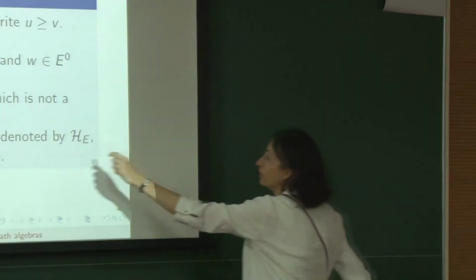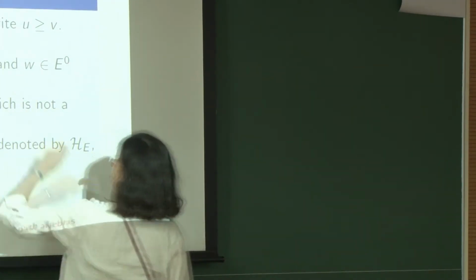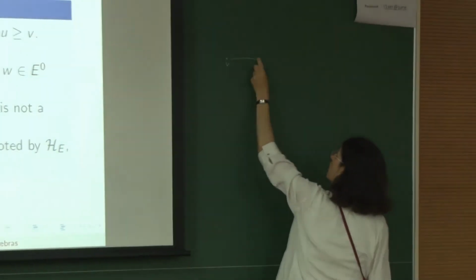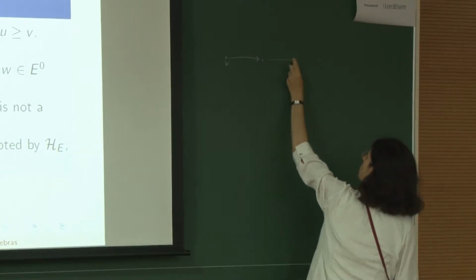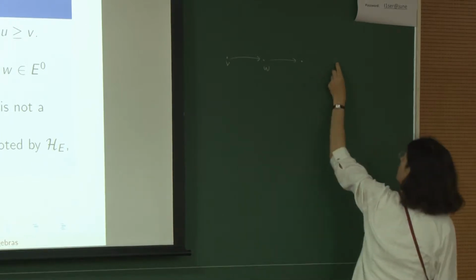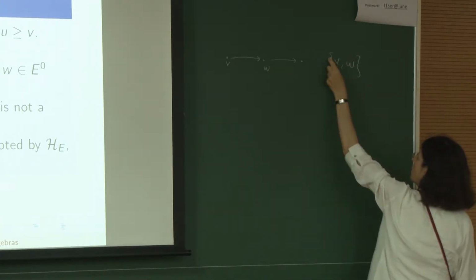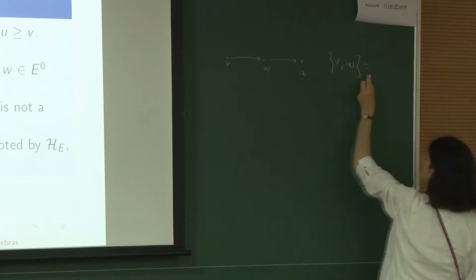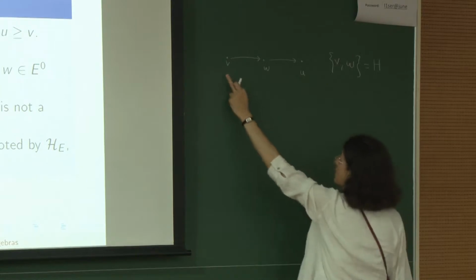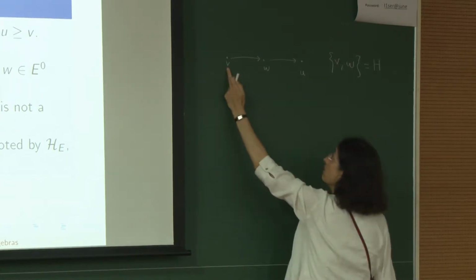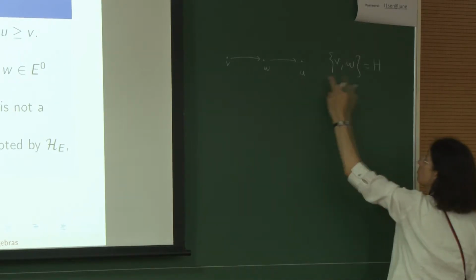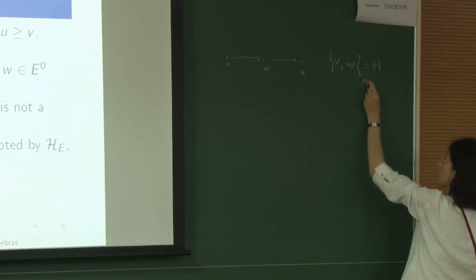So if you have a vertex in H, and if B goes to W, then you want to make sure these are all in the set. Take this set. Now, this is not a hereditary set. The reason being, B is in this set, H is in the set. However, there is a path from B to U, which is not in H. So this is not hereditary.